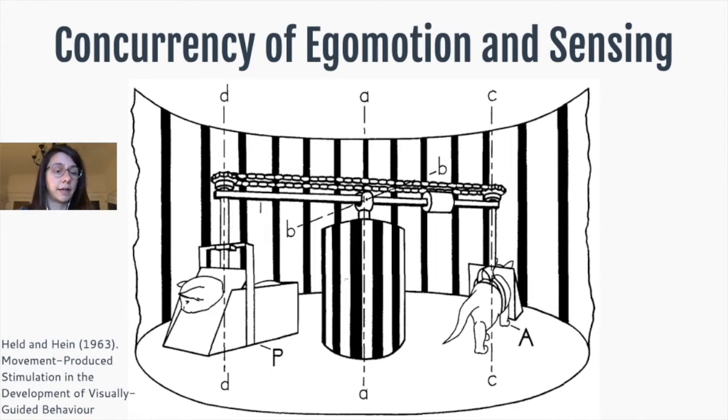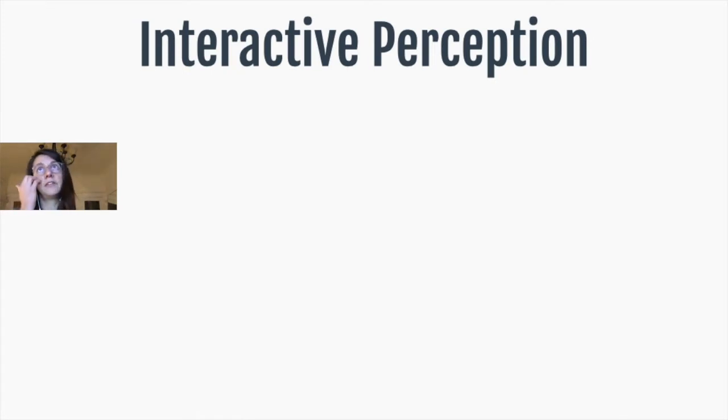What Held and Hein found is that self-produced movement with concurrent visual feedback is really necessary for the development of visually guided behavior. The way they tested that is by letting the active and the passive kittens do a bunch of independent sensory motor tasks, like walking along a cliff or not walking against the wall and things like that. The passive kittens were pretty bad at those, while the active kittens were behaving just normal and could do these fairly simple tasks.